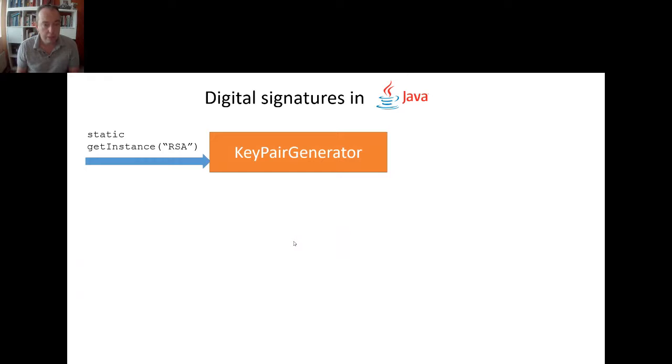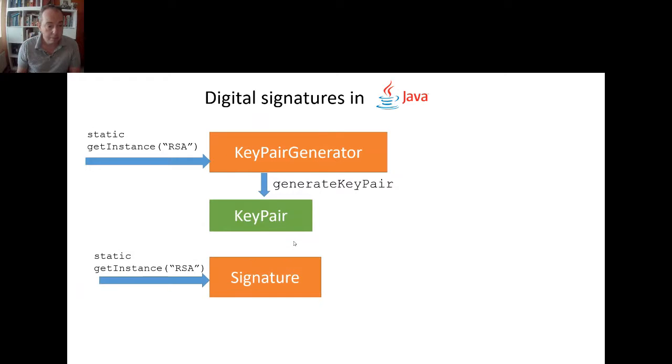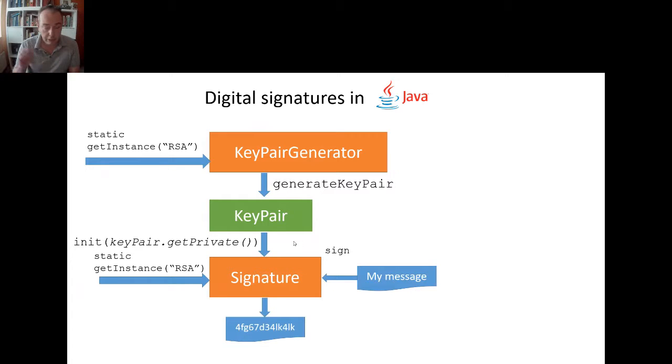So how does this work in Java? Well, basically, a little bit like asymmetric encryption, you again start with a key pair generator. You generate a key pair, and then you go to the signature class, and you call the instance method on that, in this case RSA as the encryption algorithm. You initialize the signature with your private key, in this case, not your public key. You put in your message and say sign, and out comes a fixed length of bytes, which is basically your signature.